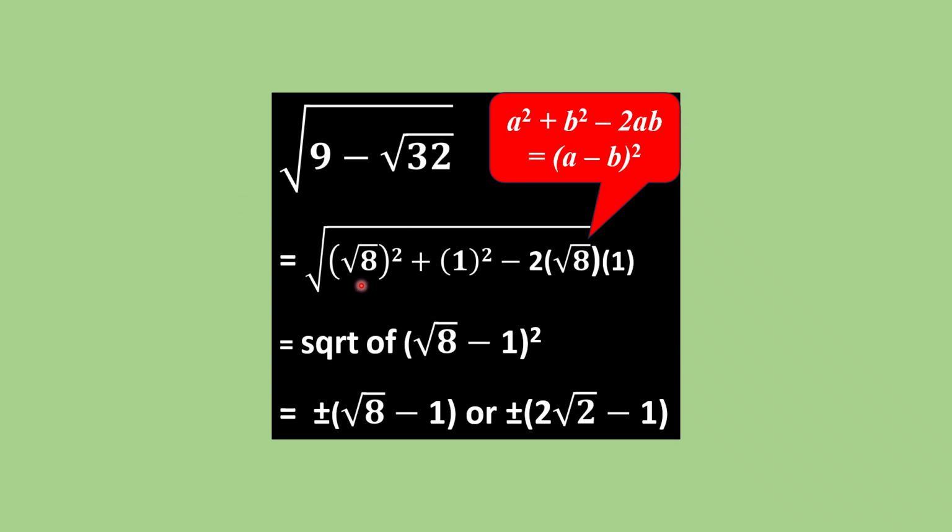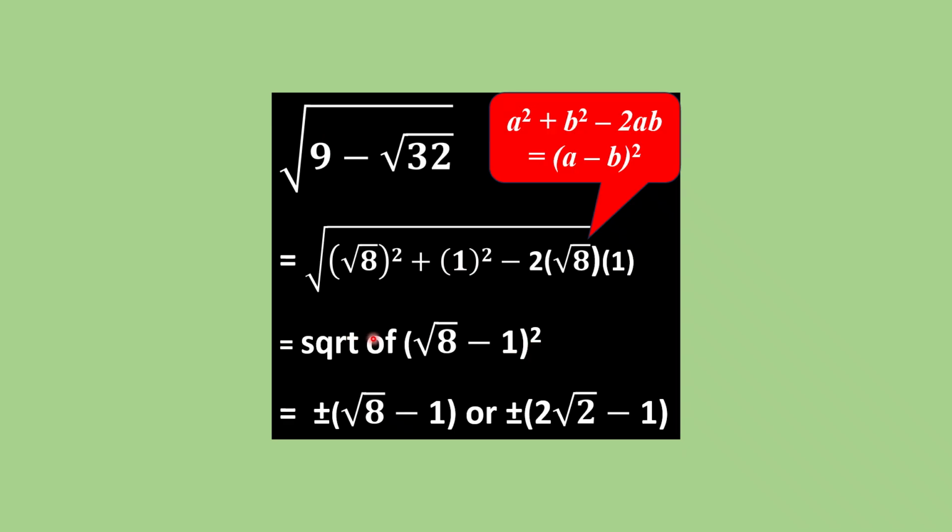Now we can identify the expression under root as a minus b whole square. Root 8 is a and 1 is b. So we are getting a square plus b square minus 2ab. Root 8 is a, so a square; 1 is b, so b square; minus 2 into root 8 into 1. A square plus b square minus 2ab is a minus b whole square. So we are getting root 8 minus 1 whole square.